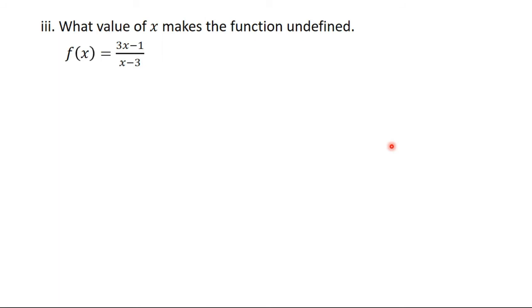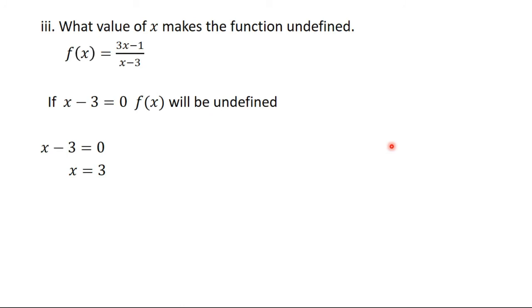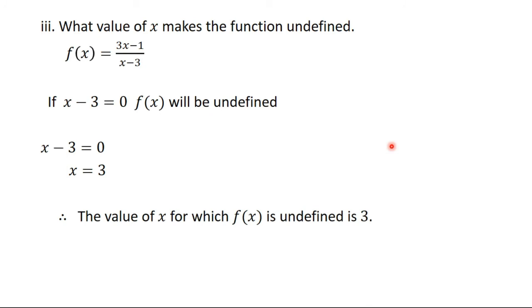What value of x makes the function undefined? We've seen that to make a function undefined, you need to equate the denominator to 0. So we know that if x minus 3 is equal to 0, then the function will be undefined. So equate x minus 3 to 0 and find x. X minus 3 is equal to 0, so x will give us 3. So what this means is that if x is 3, then the whole function will be undefined. Now look at something. When you put 3 here, you are going to have 3x minus 1 over 3 minus 3. 3 minus 3 will give us 0. So this whole function here will be undefined.